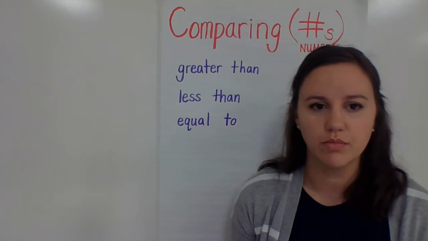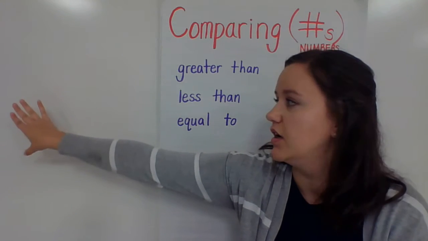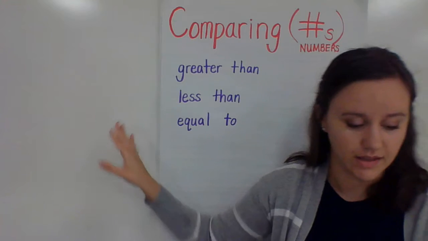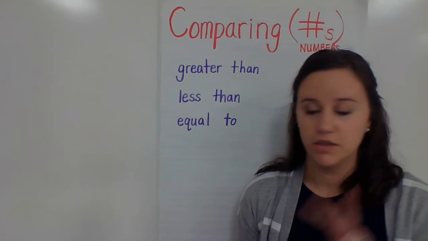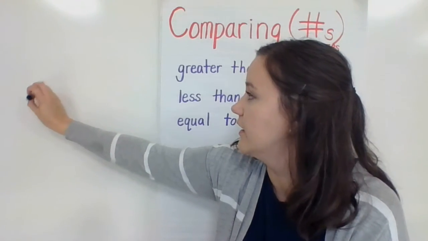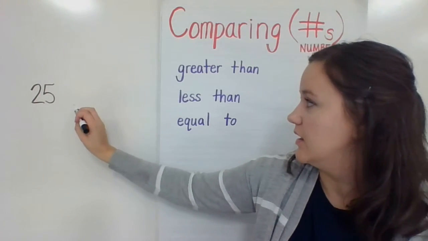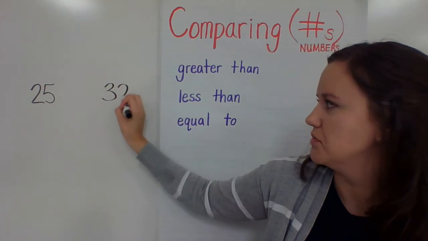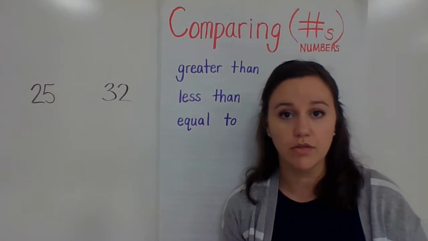When you're comparing numbers, you read it from left to right just like you would a book. So I would look at the number over to the left first and compare it to the one on the right. For example, I'm going to look at two-digit numbers. If I look at 25 and then let's do 32, I'm going to compare those two numbers.